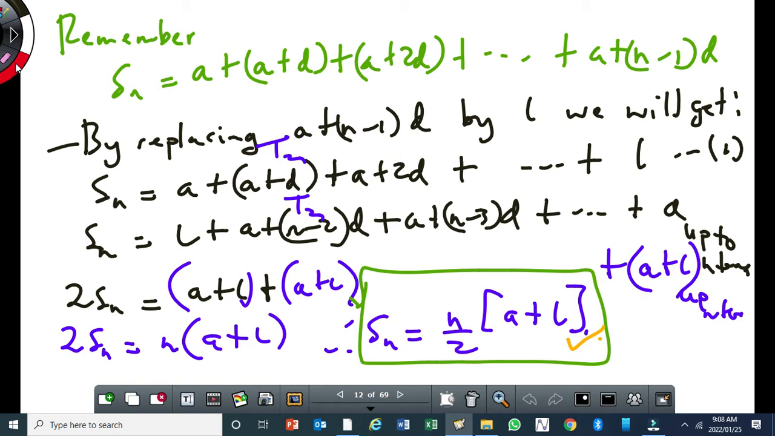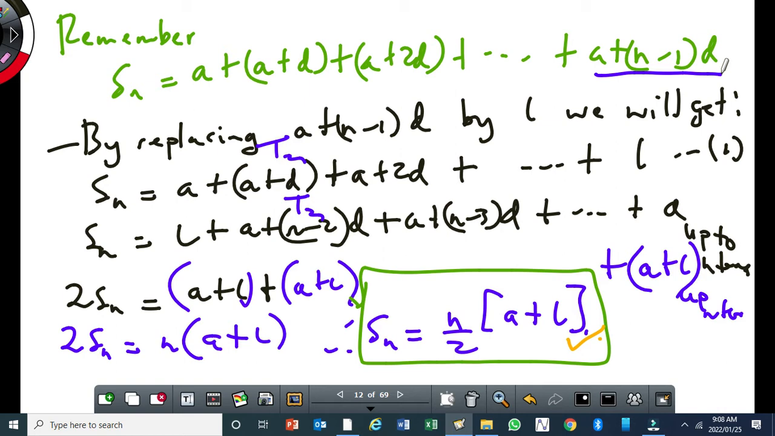You need to know that Sn is equal to a plus d plus a plus 2d up to a plus n minus 1 times d. Now, sometimes you may be given the last term of the series and the first term, and you may be asked to determine the sum of that series. Okay? So we know that this a plus n minus 1 times d is the last term.